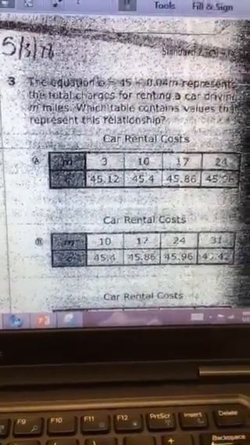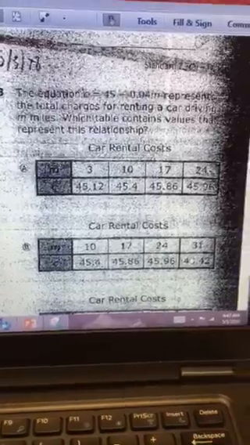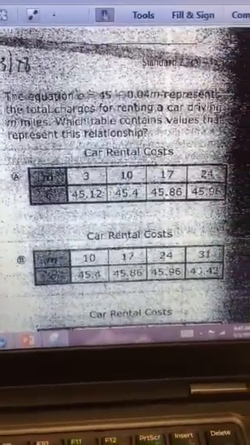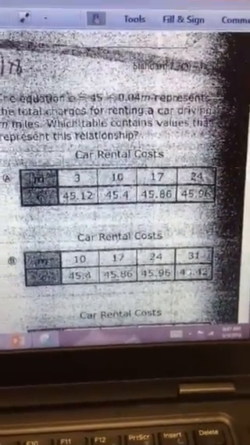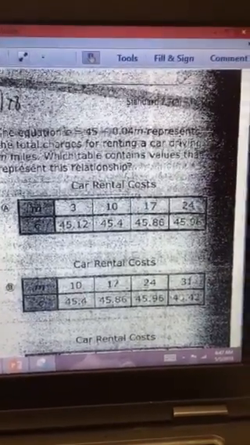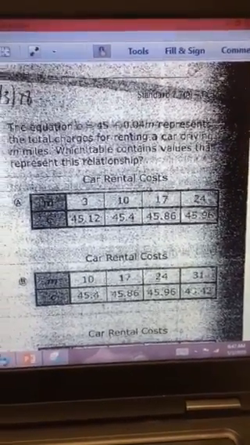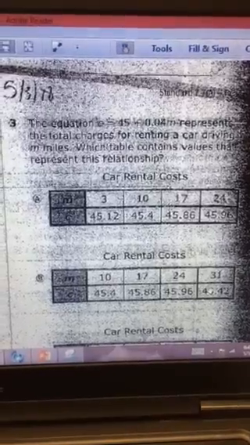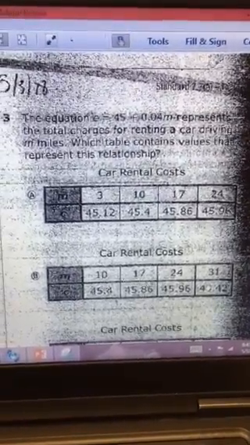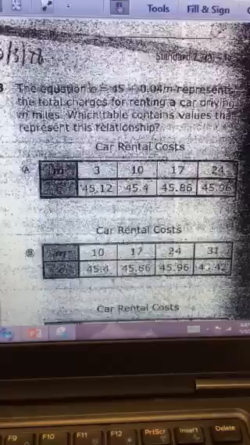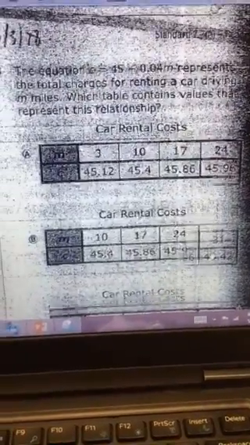Okay guys, for this one, number 3, I'm given an equation. C equals 45 plus 0.04m. It's really important to know what the variables mean. C stands for the total charges and m stands for miles.